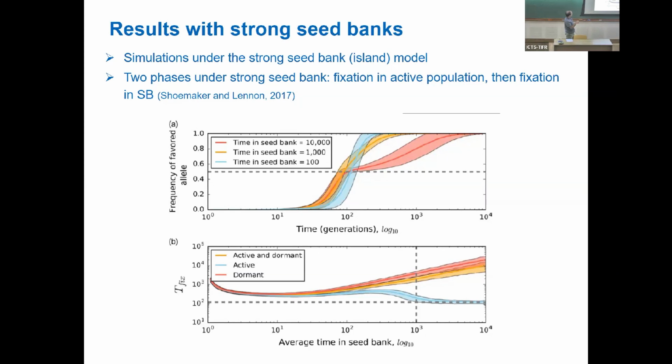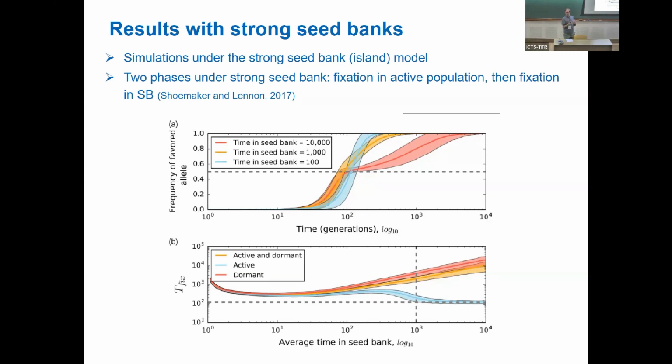Once the time in the seed bank is increasing, you see that you have 1,000 and 10,000. You see that now the frequency of the allele in the population has this kind of weird shape, because first it's increasing, but then at some point you have a lower rate of increase until it reaches fixation, and it takes way longer, right? You can see that the time here is in log. So you can see that you have a huge difference in the amount of time until fixation. So what is the intuition?